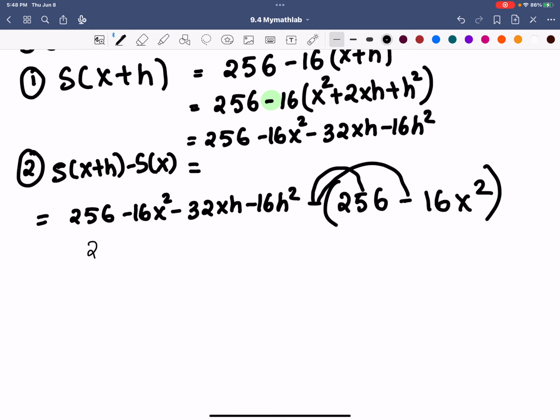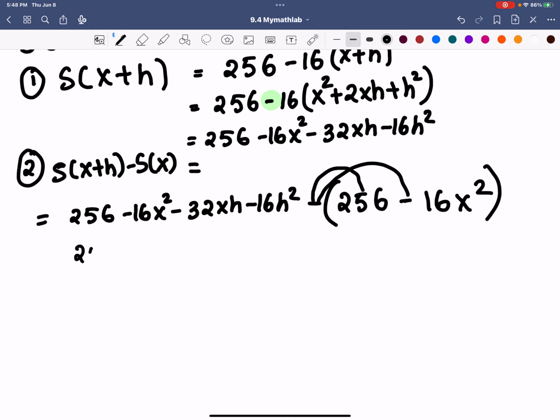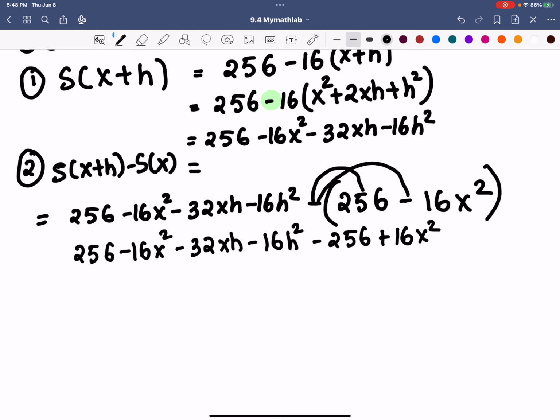And that's going to be, this is very light, 256 minus 16x squared minus 32xh minus 16h squared minus 256 plus 16x squared. And let's see if I can simplify anything. Positive 16, negative 16 cancel. Positive 256, negative 256 cancel. Keep in mind, what's the cheat sheet? You should only have terms that have h in there. So I am on the right track.